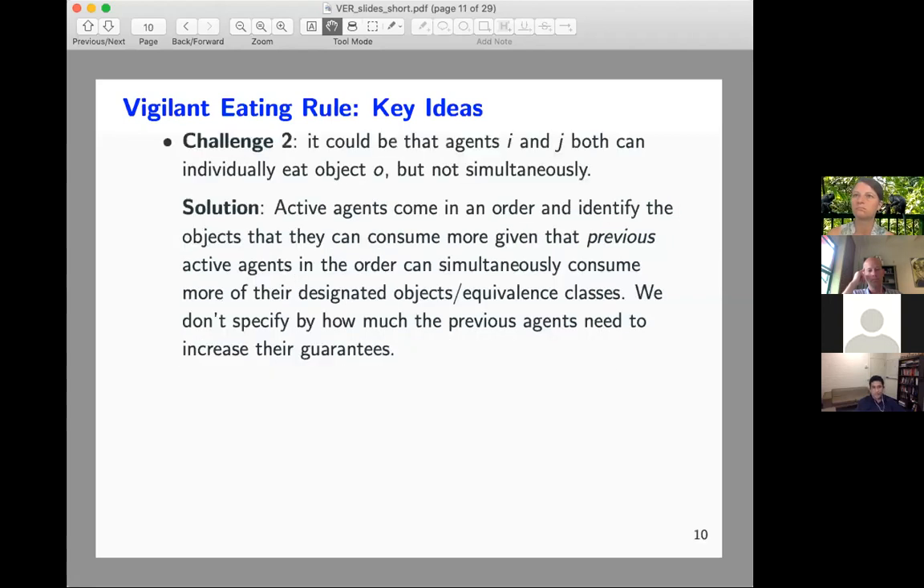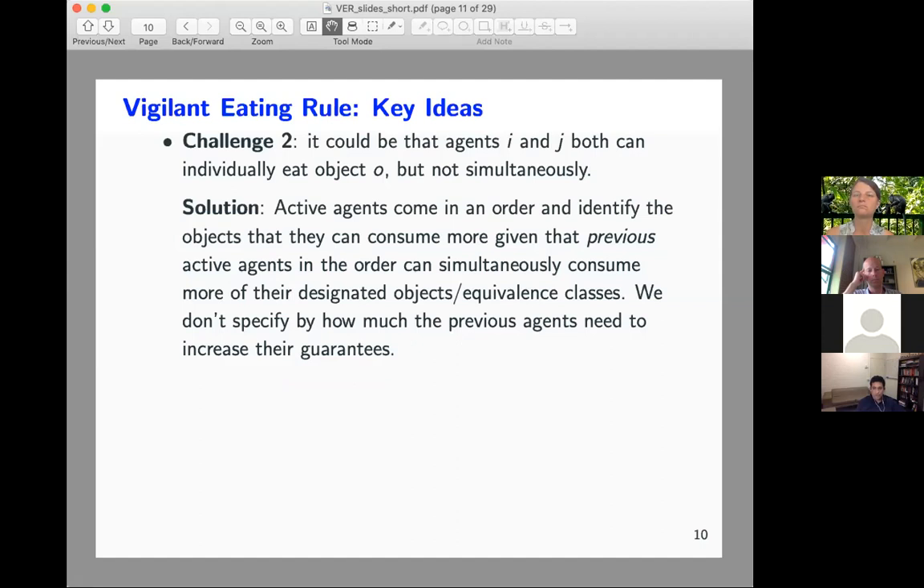Secondly, it could be the case that two agents, I and J, can both individually eat an object O, and it does not violate any constraints even in the future. However, both I and J cannot eat object O simultaneously and still maintain this feasibility. So this can, for example, be the case when feasibility constraints are not convex.